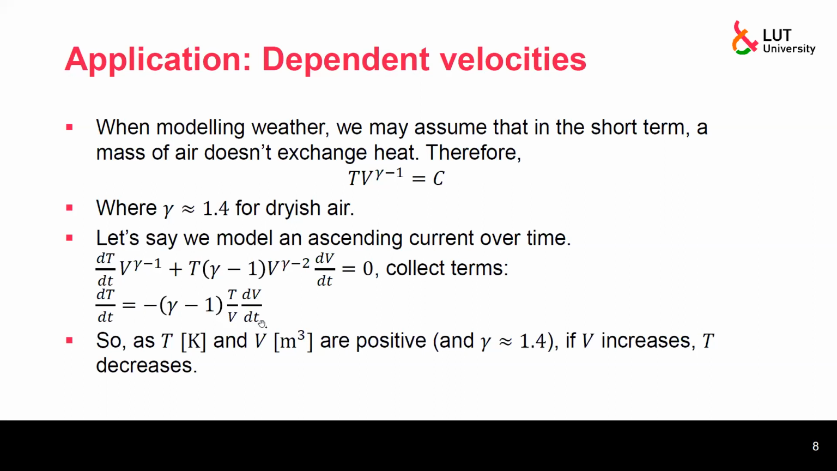And how do we read this? When volume changes, then by this multiplier we can tell how much the temperature changes. So temperature change is this multiplier, which was a multiplier for dry air, times T over V, the current ones, and then the volume change.